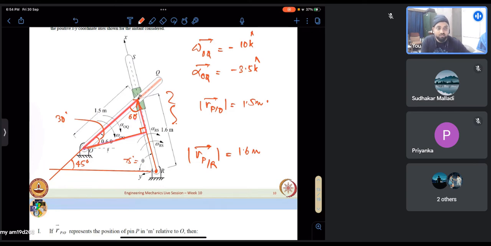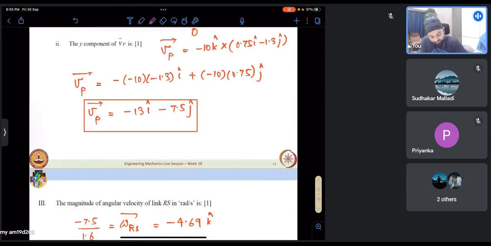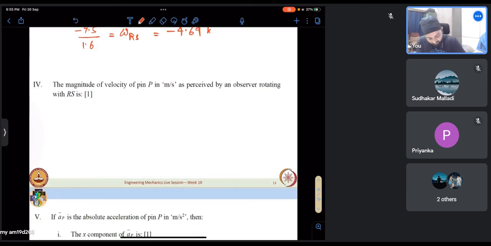That is the x component of Vp, the x component of the absolute velocity of pin P is what the observer would see. So x component is this. So actually VREL, for that person who is rotating with this, would be minus 13 I cap. So the magnitude of VREL is what is asked. It is nothing but 13 meters per second downward, pointing towards R.